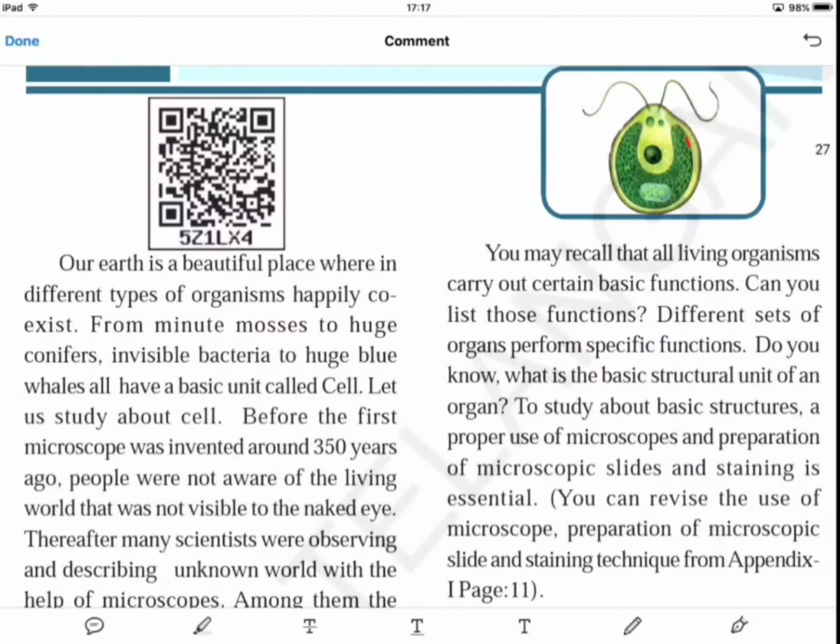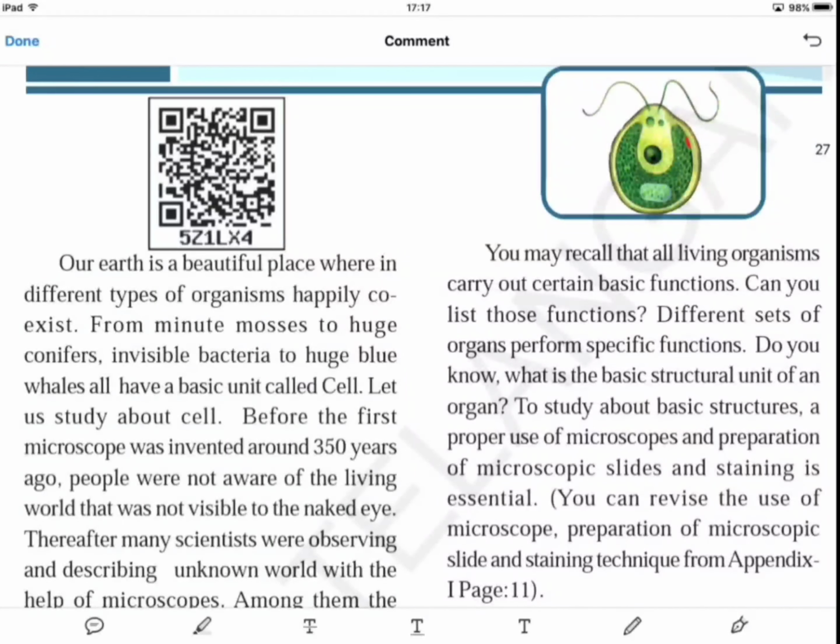But how could we come to know this? What led us to conclude that all living organisms are made up of cells? To know about this, we should go 350 years back, when the first microscope was invented, which laid the foundation for the discovery of the cell.